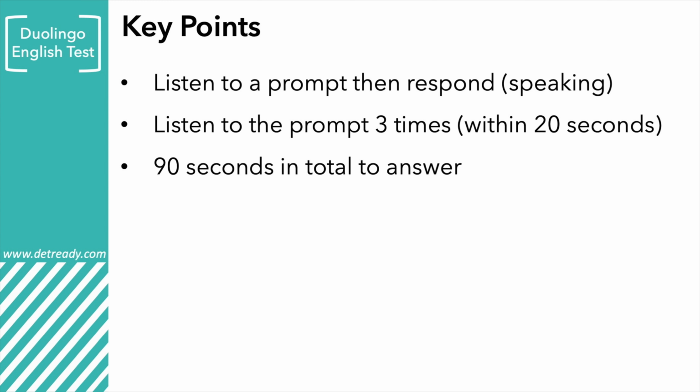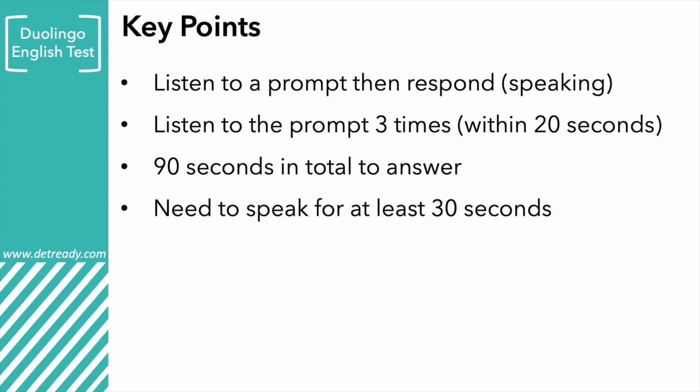In total, you have 90 seconds to answer, but the Duolingo test guide says that you need to speak for at least 30 seconds. After you've spoken for 30 seconds, you can click the next button. However, I strongly recommend that you try to speak for longer because fluency is part of the criteria and one aspect of fluency is length. So if you can speak for longer, you'll get a better score for fluency.